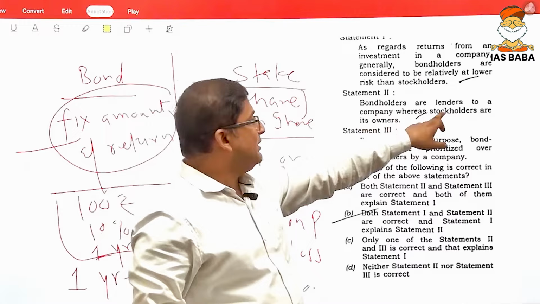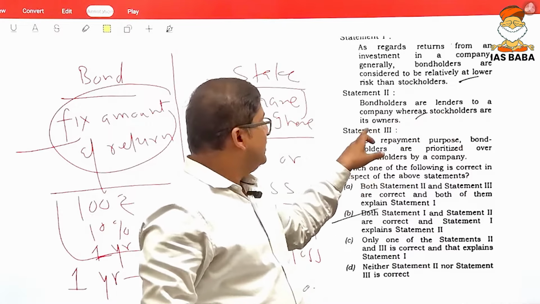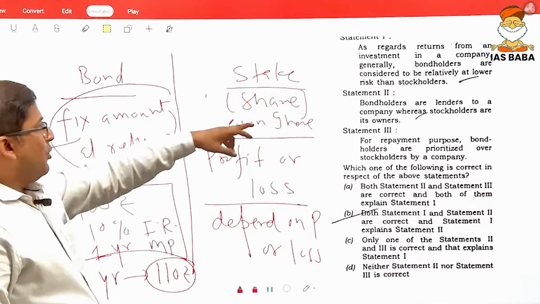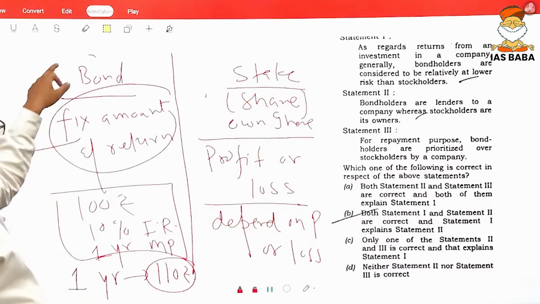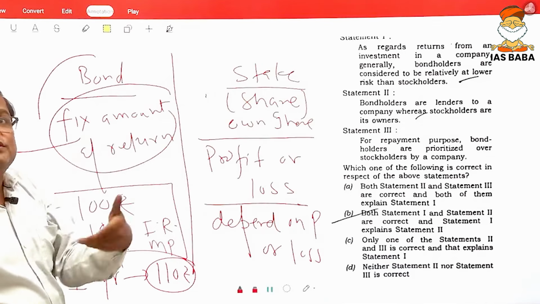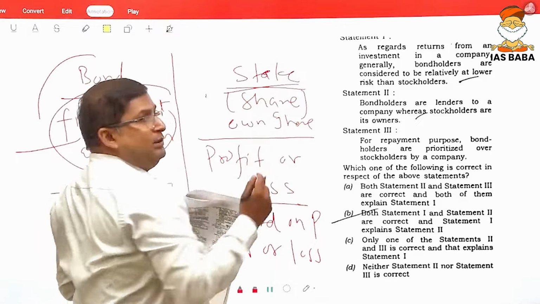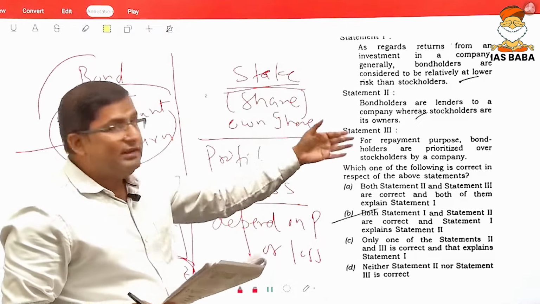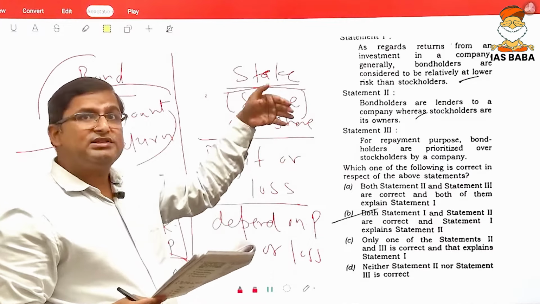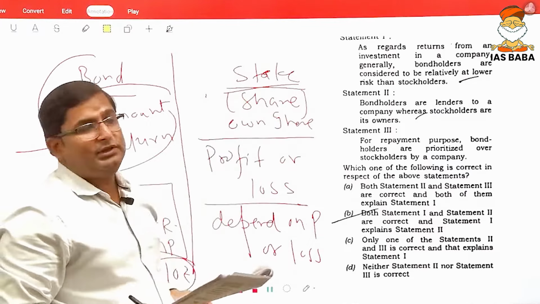Statement 2. Bondholders are lenders to the company, whereas stockholders are its owners. See, I have explained the concept entirely. Bondholders are the lenders to the company. Bondholders purchase this bond and give 100 rupees to the company as a loan. But stockholders, shareholders, they are the owners in the company. They own shareholding in the company. If the company is in loss, then the shareholder will be in loss. If the company is in profit, then the shareholder will be in profit.